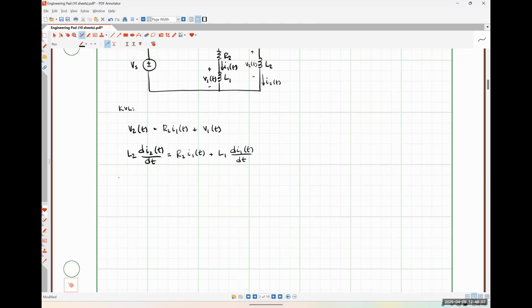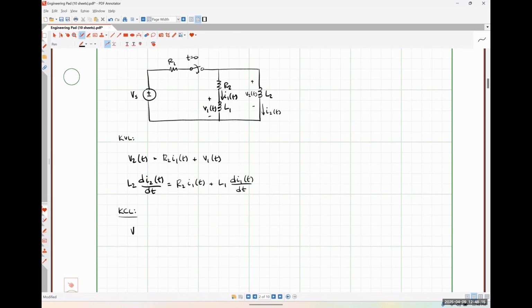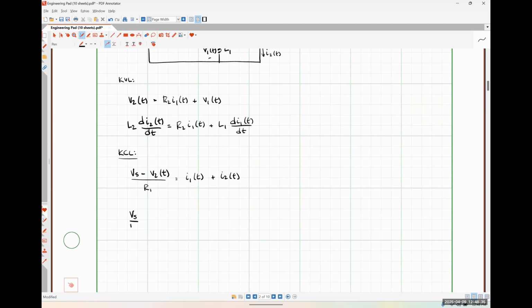My second equation is going to be from KCL again. So I would have Vs minus V2 over R1 is equal to I1 plus I2, where I could make this now look like Vs over R1 is equal to, let's see, V2 is L2 di2, so that'll be L2 divided by R1 times di2 by dt, plus I1 plus I2.